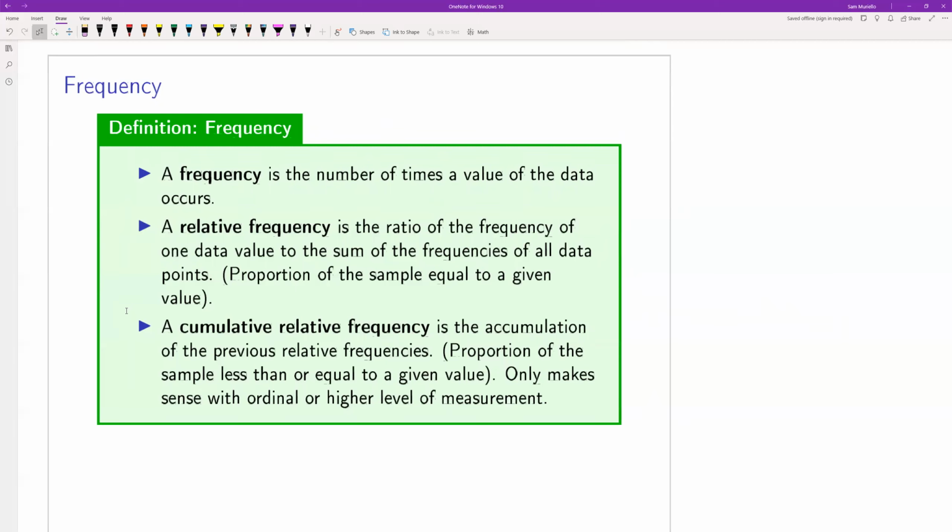It only makes sense to talk about in terms of ordinal data, because if there's no order, then we can't talk about what came before. It would also work with levels higher than ordinal, so interval or ratio, but it has to be at least ordinal. Nominal won't do.